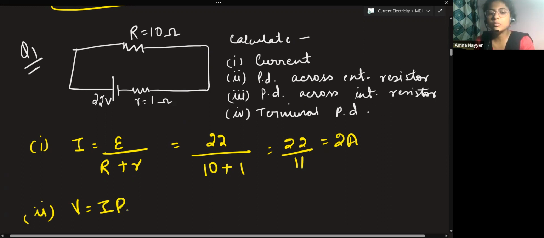Second part, potential difference across the external resistor. That is V is equal to IR, or you can put in this complete formula. Both the ways are same. If you put the complete formula, then you'll get 2 over here. External resistor. Mariam, can you answer now? What's the external resistor?